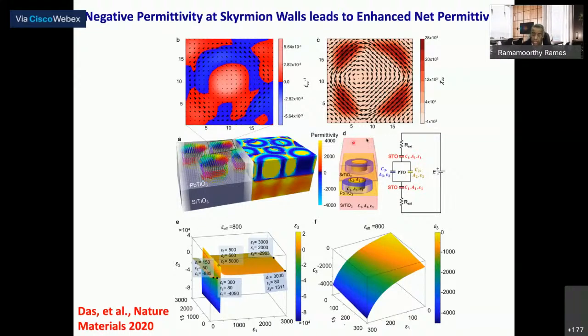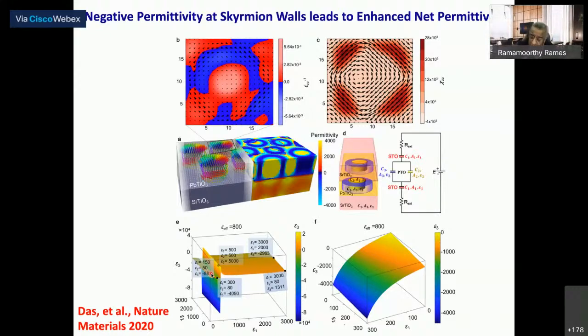You can then use a classical electrical engineering model of capacitors in series and in parallel, and you can model it to say, what do I need to do to get effective permittivity of 800? The only way that you can do that is by having negative permittivity. This E3 has to be negative, which means that's the permittivity of the periphery of the skyrmion.